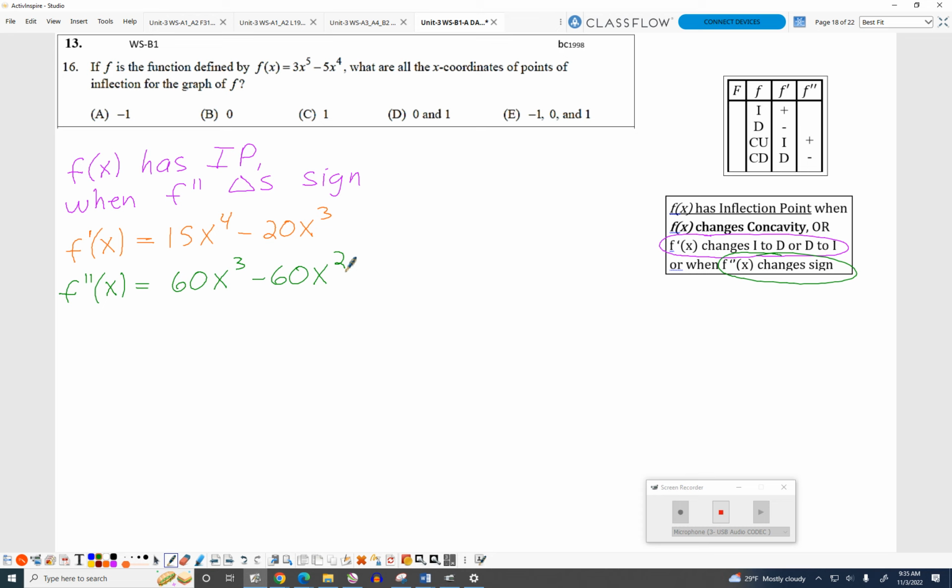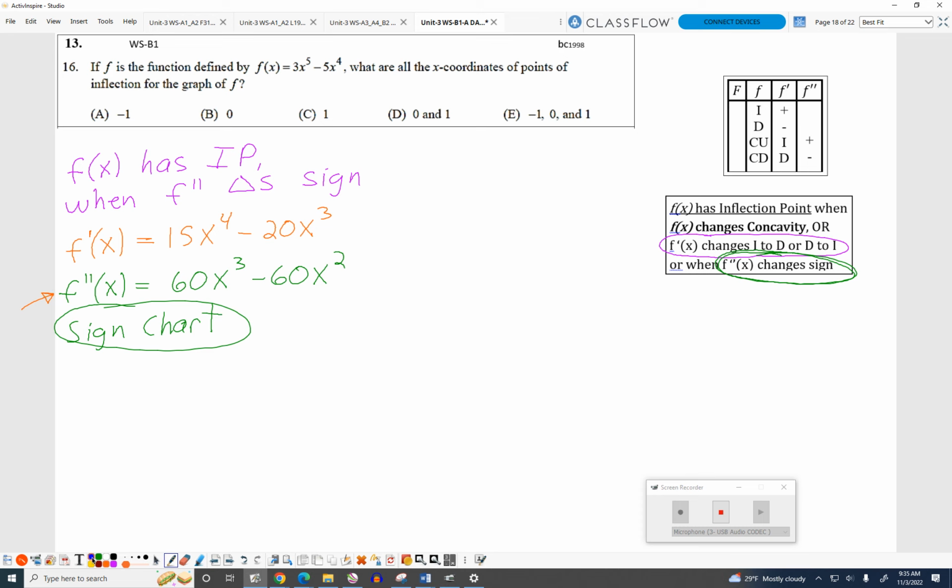Okay, we're trying to figure out when F double prime changes sign. So we're going to build what's known as a sign chart. What makes a sign chart easy is you don't have to worry about any numbers. All you have to worry about are positive and negative. So it's quicker. However, you must memorize that whatever you're sign charting, it's best to have that equation as factored as possible. So we want to factor F double prime as much as we can.